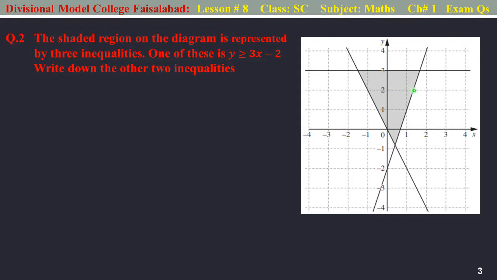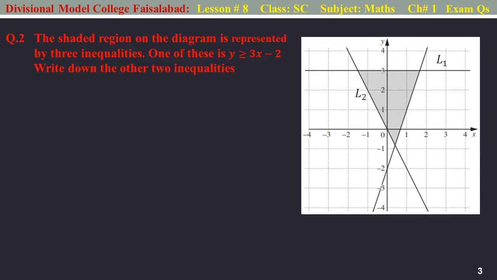Now because the inequality of this is already given to us, we need to write the inequality of this line and this line. So we will find the equation of this line and the equation of this line. Like this is line L1 and we know that this line is a horizontal line and this line is passing through the point where y is equal to 3. So its equation is very simple. This is line number 2.